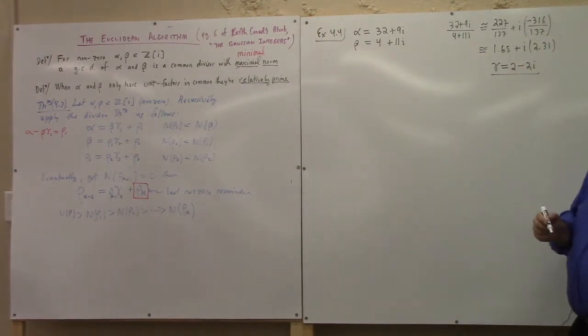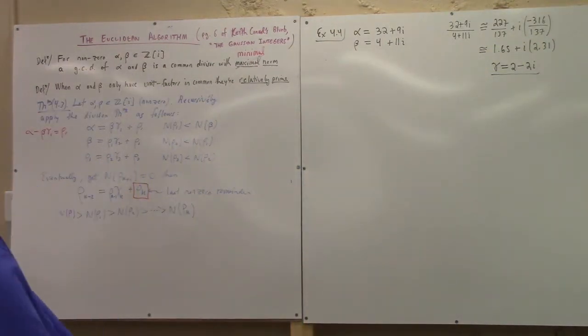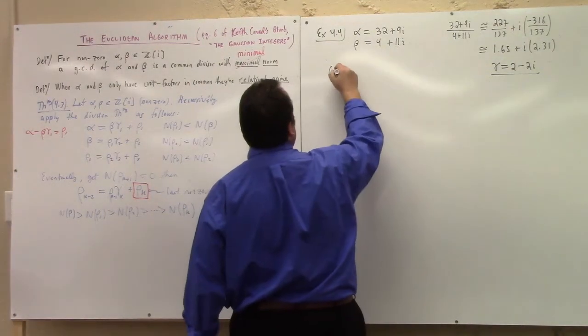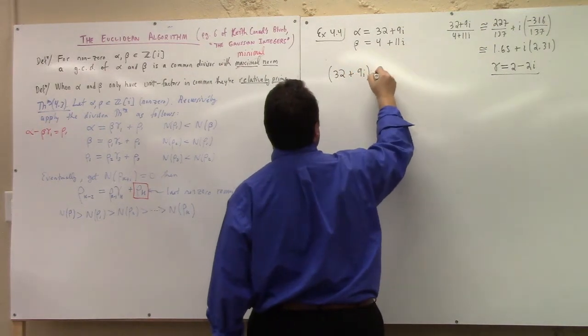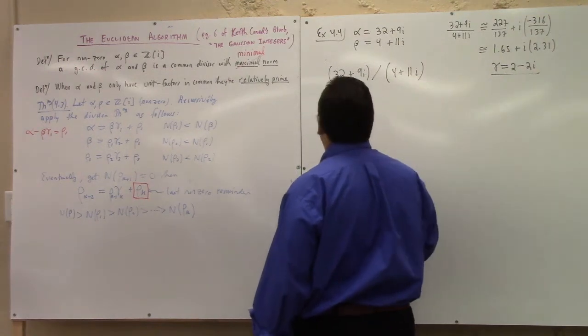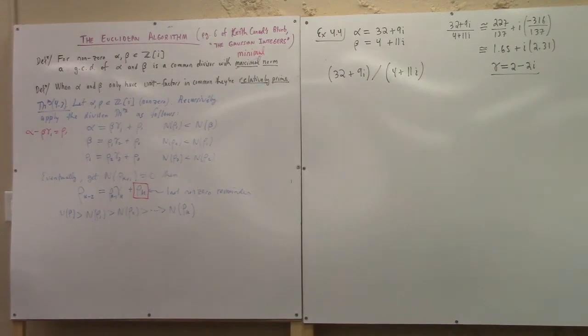How did I enter it? Where did you go to? wolframalpha.com. There should be a bar on the top. Just enter literally parenthesis 32 plus 9i, close parentheses, divide, parentheses, 4 plus 11i. That's all I did. It's nothing fancy. That's the beauty of Wolfram Alpha.